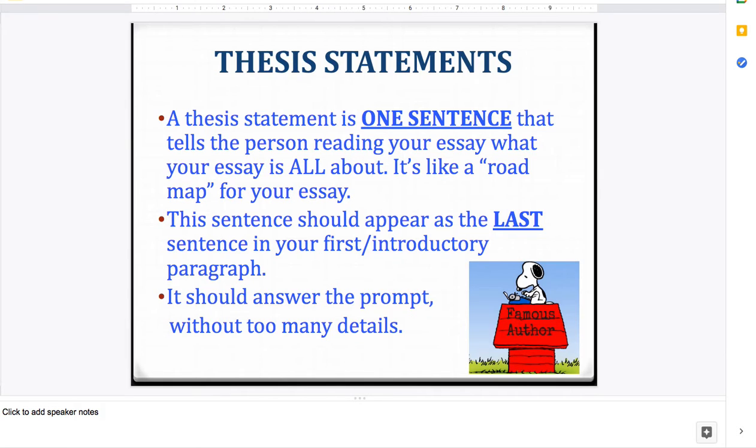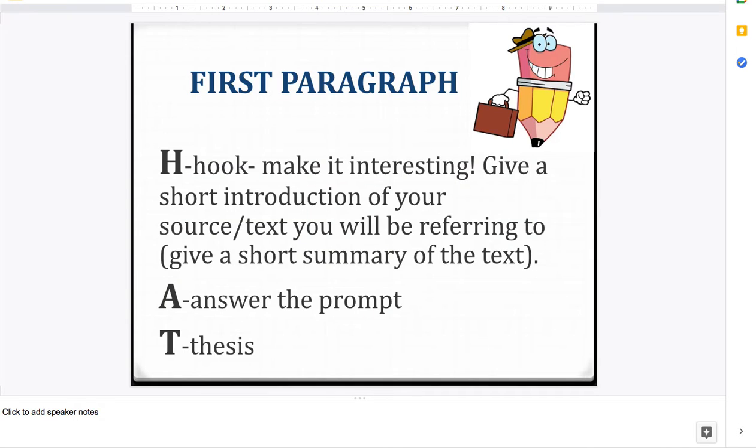The thesis statement is usually found as the last sentence of your first paragraph. So keep that in mind. And remember also that a thesis statement kind of just answers the prompt, but without too many details, right? You don't want to give all the details there because then you're taken away from your body paragraphs. So it needs to be simple. I usually tell you guys to just simplify, right, what you're going to be saying throughout your essay. So now let's take a look closer at our paragraphs.